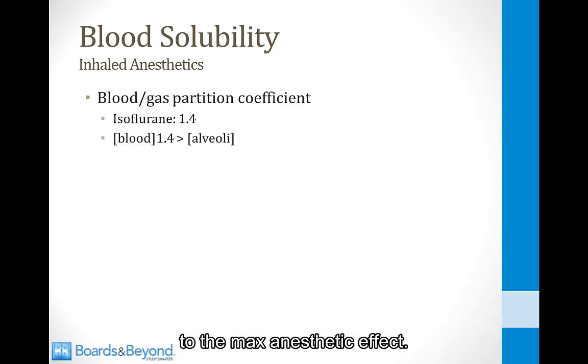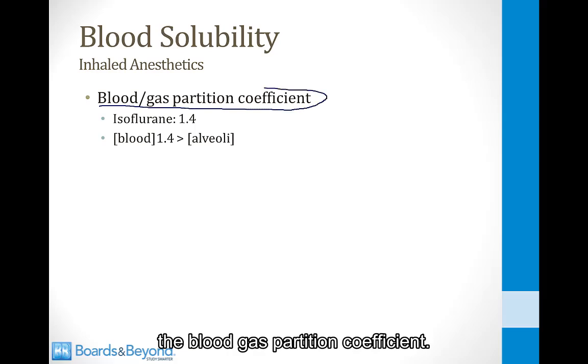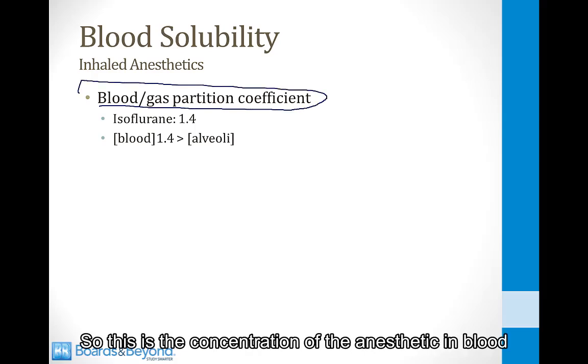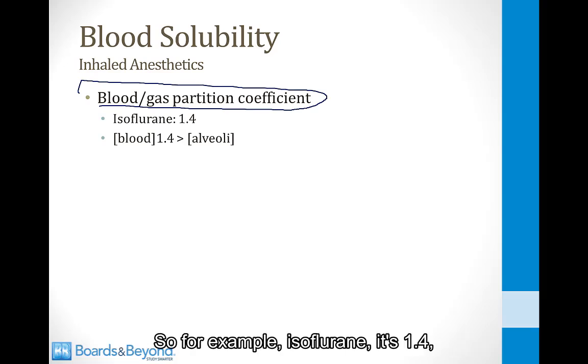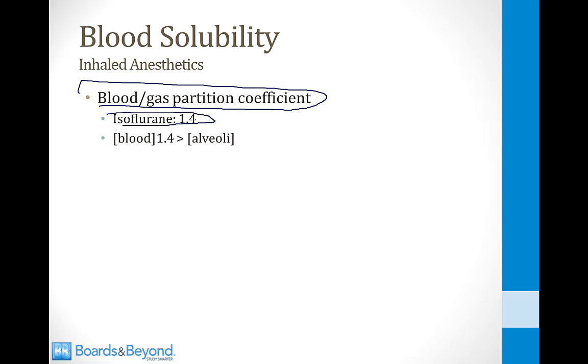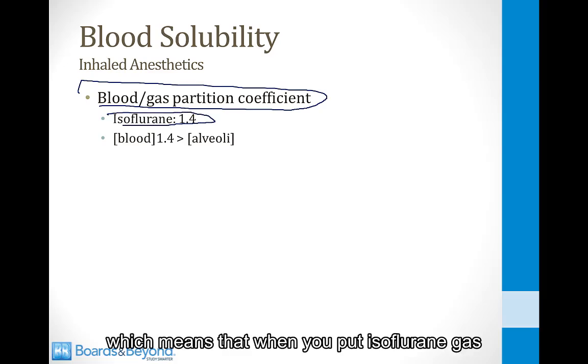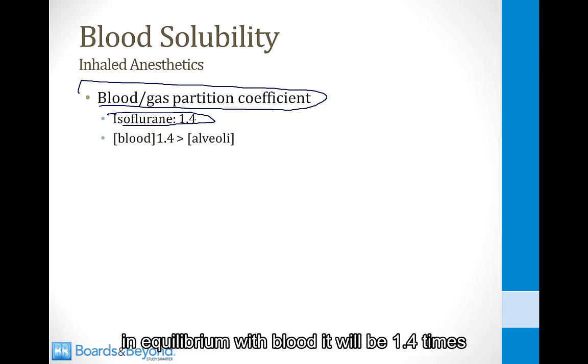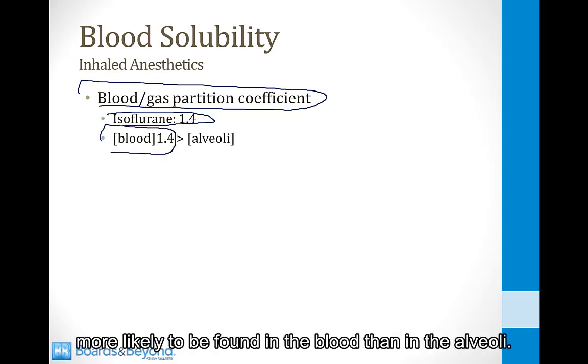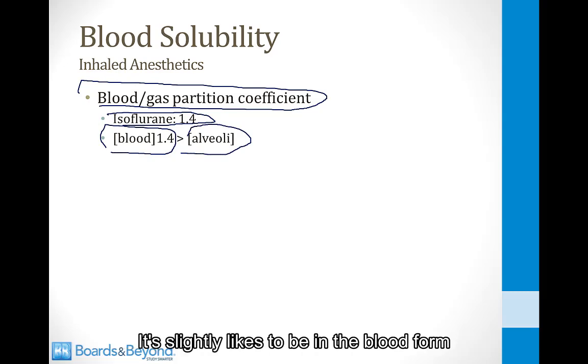To be able to compare the blood solubility of different gas anesthetics, we determine something called the blood-gas partition coefficient. So this is the concentration of the anesthetic in blood compared to that in alveoli. So for example, for isoflurane, it's 1.4, which means that when you put isoflurane gas in equilibrium with blood, it will be 1.4 times more likely to be found in the blood than in the alveoli. It's slightly likes to be in the blood form compared to the gaseous form.